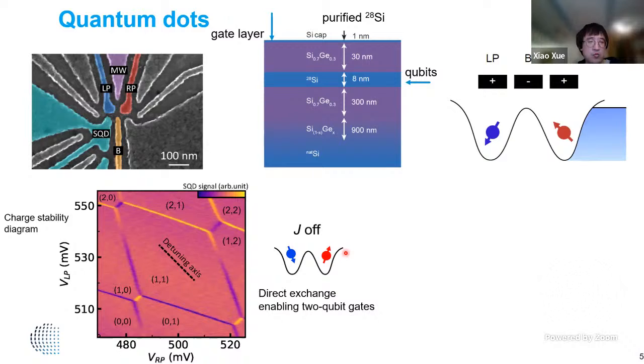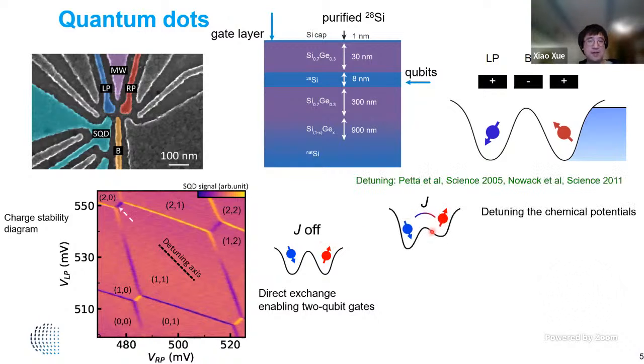So for the 2-qubit gate, we operate it using direct exchange interaction between the 2 spin qubits. So typically when we operate the single-qubit gates, like I said, there is a wall between them, which is very high. So the qubits don't talk to each other. They are just separate spin qubits. So when you want to perform a 2-qubit gate, you want to turn on the exchange interaction, and there are 2 ways to turn it on.